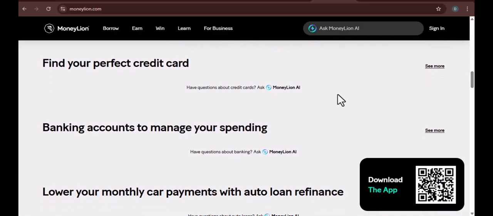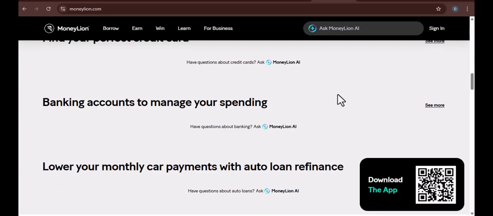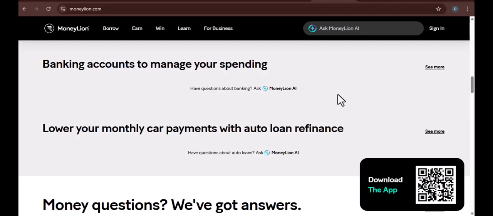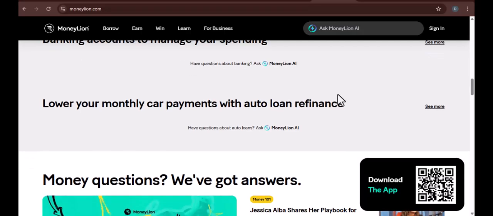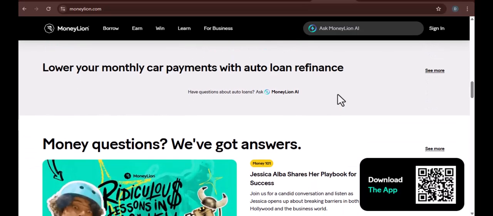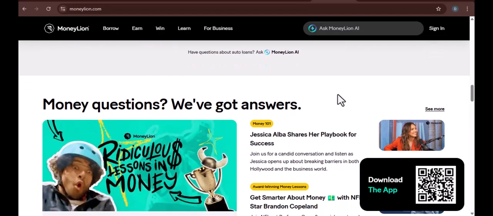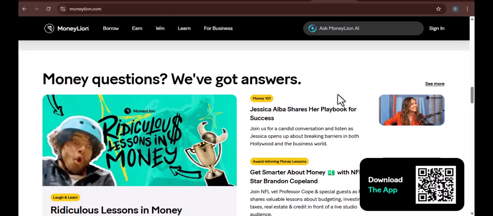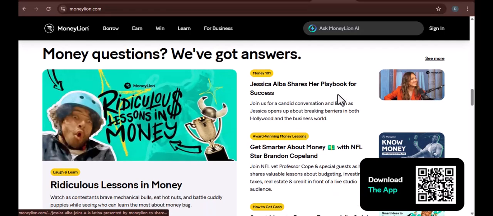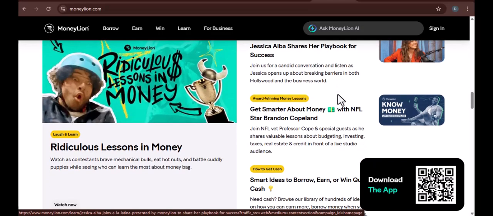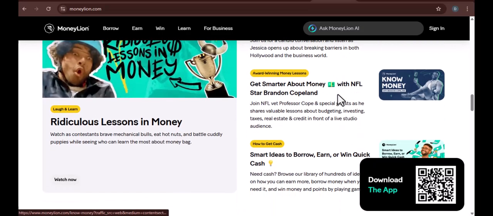Next, you need a connected checking account. MoneyLion requires you to link an external bank account or use a MoneyLion Raw Money account. This is important because MoneyLion uses your bank activity to determine eligibility. They look at your transaction history, income patterns, and account stability. If your account shows frequent overdrafts or long periods of inactivity, your chances may be lower.